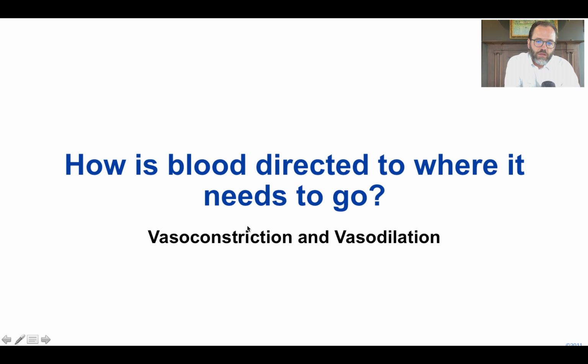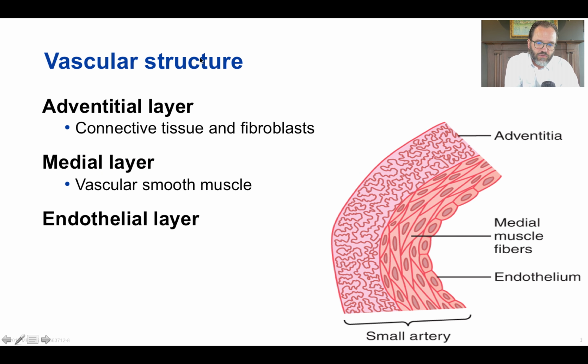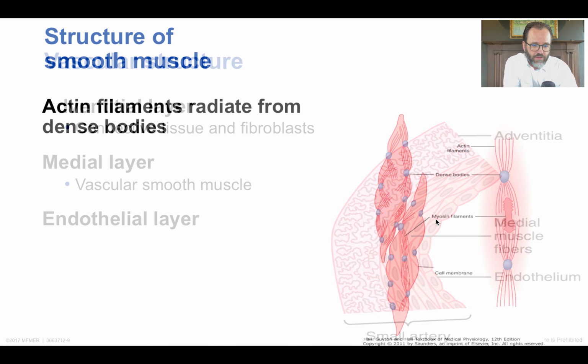So when we look at this in a bit more detail, how is blood actually directed where it needs to go via vasoconstriction and vasodilation? We'll start by looking at the breakdown of vascular structure. The adventitial layer, as we discussed previously, is predominantly comprised of connective tissue and fibroblasts. The medial layer is predominantly vascular smooth muscle, and the endothelial layer is comprised exclusively of endothelial cells.